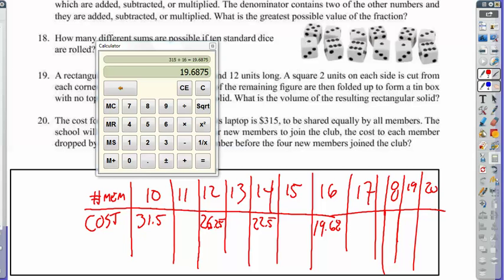Well, let's try 14. So 4 more than 14 is going to be 18. So 315 divided by 18. Anytime now. Oh, it's 17.50. Well, guess what? These are 5 apart.